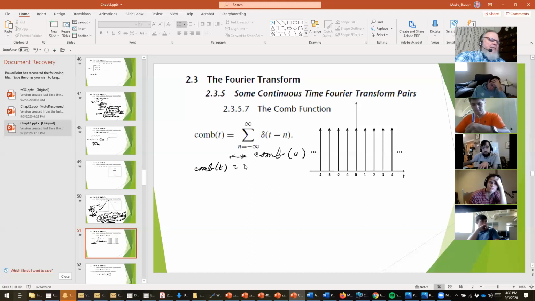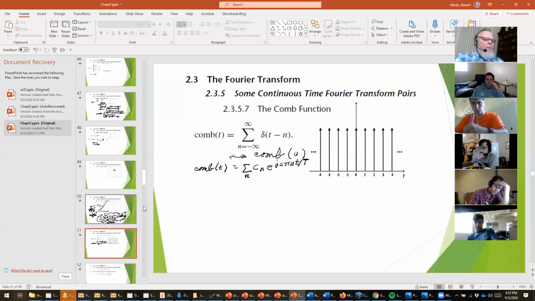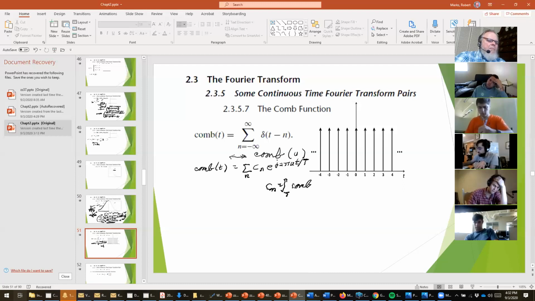The comb of t can be written as a summation of a Fourier series. And what are the coefficients? The coefficients are equal to the integral over a period of the original function times e to the minus j 2 pi u t over T. You should remember this equation, right? It's the integral of the comb, but we want to integrate over a period.